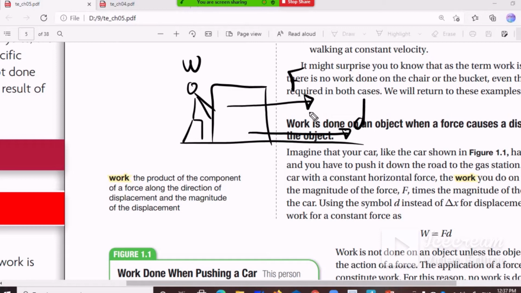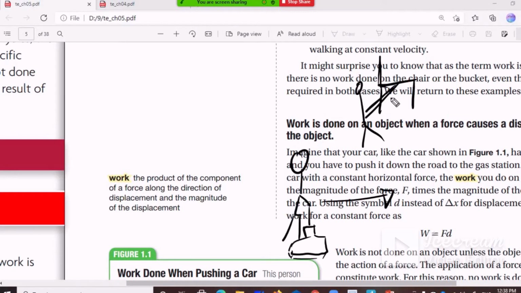If there is no displacement, no work. Because this lovely boy holds the chair for 1 hour or more, and he makes a lot of effort, in fact he doesn't make any work. He doesn't make any work, no displacement here. But you think that this boy also makes displacement. But in fact, guys, this boy also does no work.